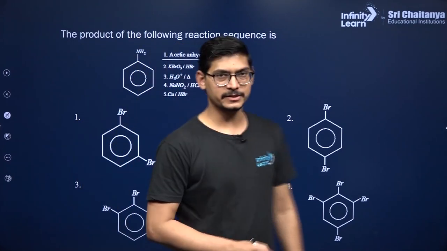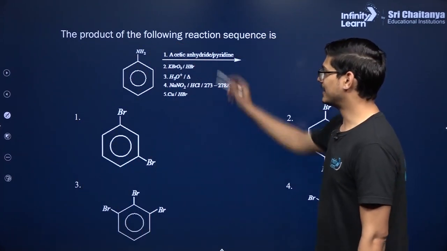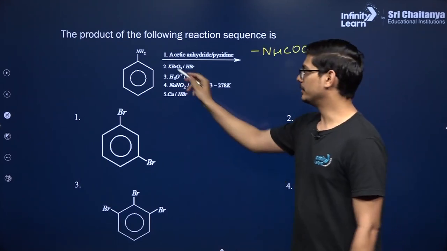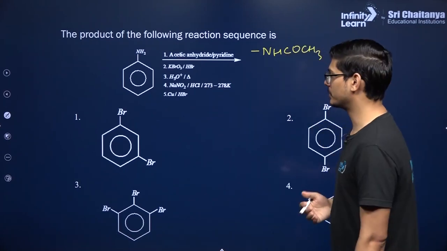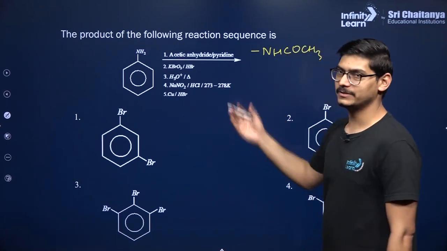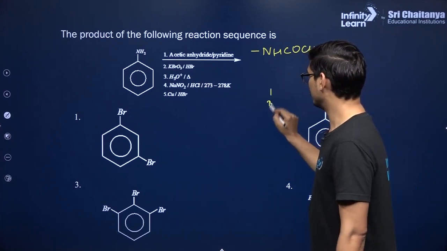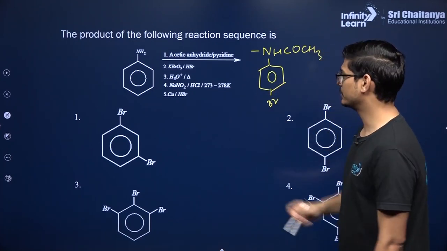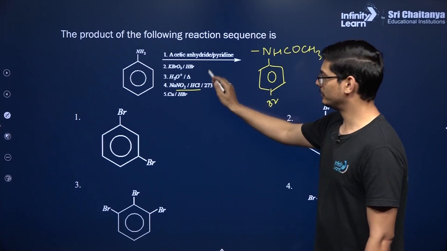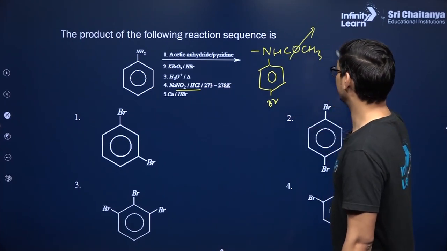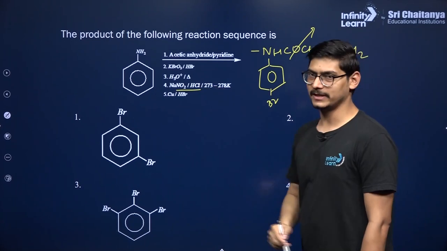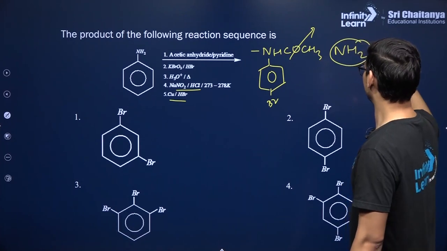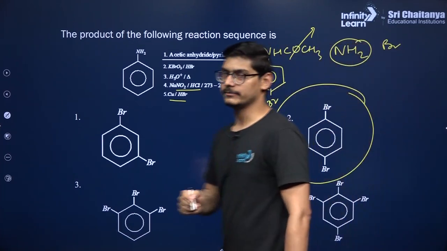The product of the following reaction sequence is, so NH2 when undergoes acetylation, the product is NHCOCH3. BrO3 minus and Br minus undergo comproportionation to produce bromine. So that means this is a bromination reaction, so we get this bromine at para position, then you carry out the hydrolysis, so this group goes away and we get NH2 here again, then diazotization, followed by reaction with copper and HBr. So basically this group gets replaced by bromine. So the correct answer is 1,4-dibromobenzene.